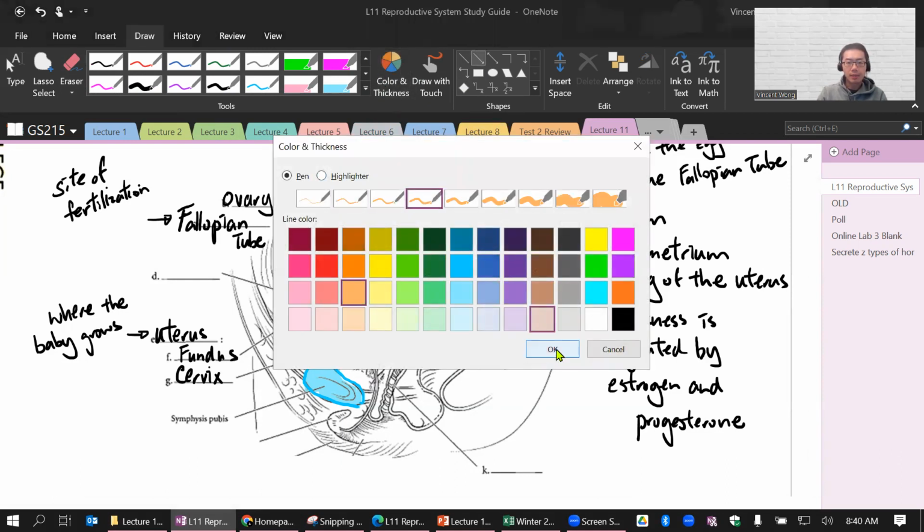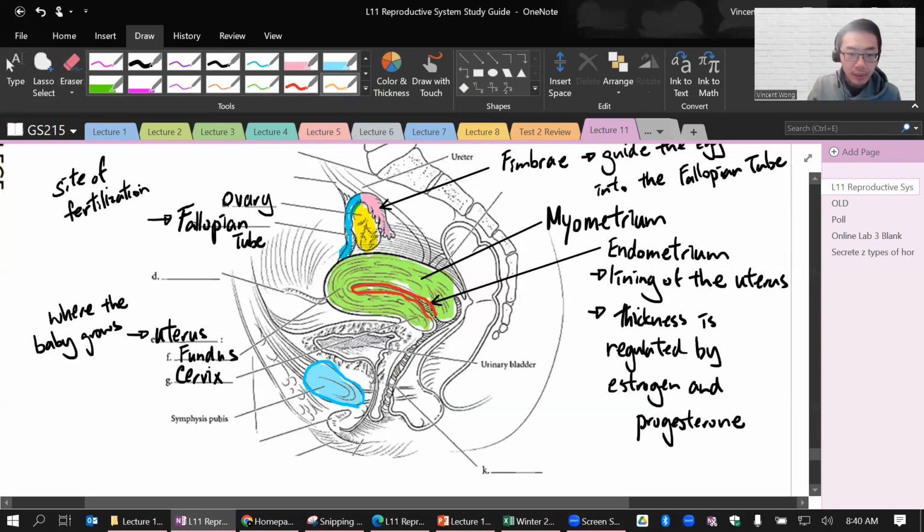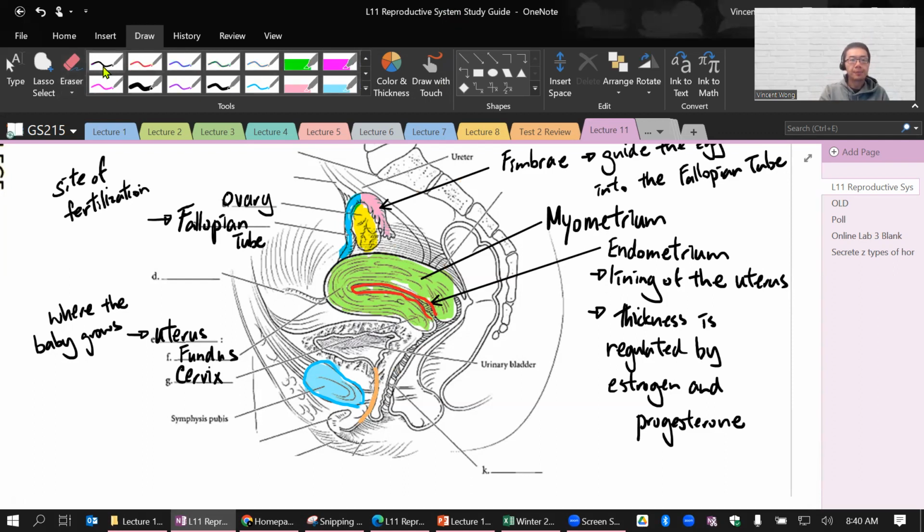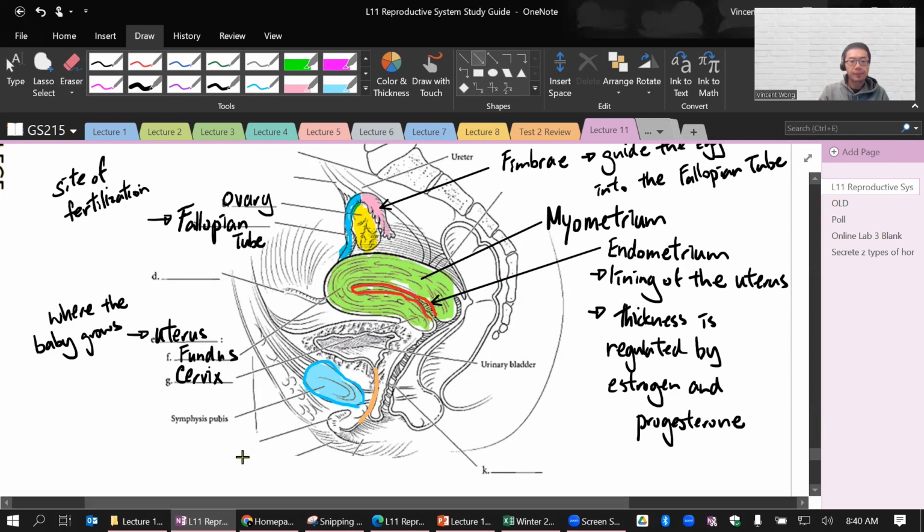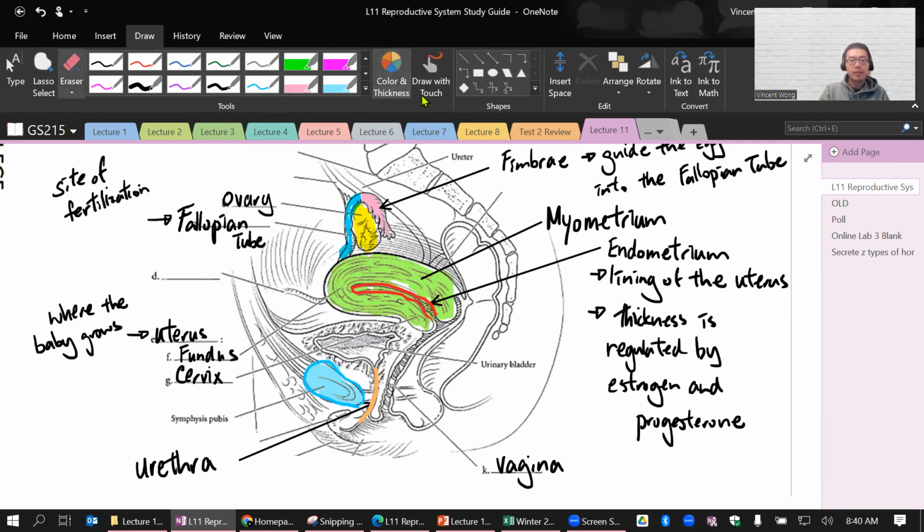Other things here, like this right there. If this is the urinary bladder, then what is this that I just highlighted? Urethra. That's correct. Okay, so urethra, urethra. And here, that's the vagina. And there's one last label here.